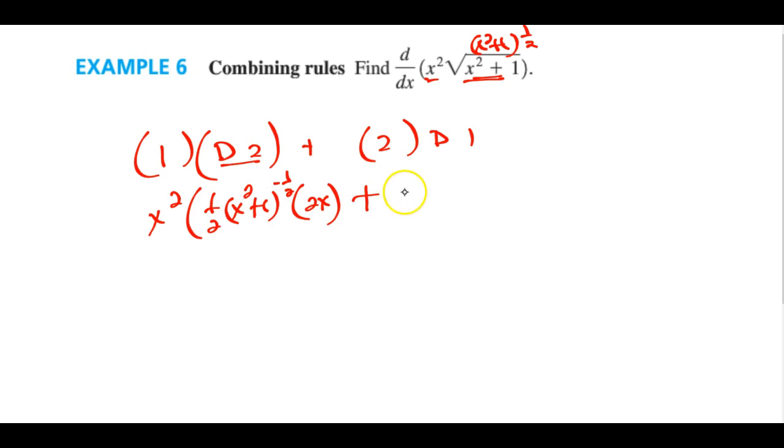Plus, write down the second function. Well, I'll just leave it, (x² + 1)^(1/2) times the d1. Well, d1 is the derivative of the first, and the derivative of the first is just 2x. So we have a couple choices here.